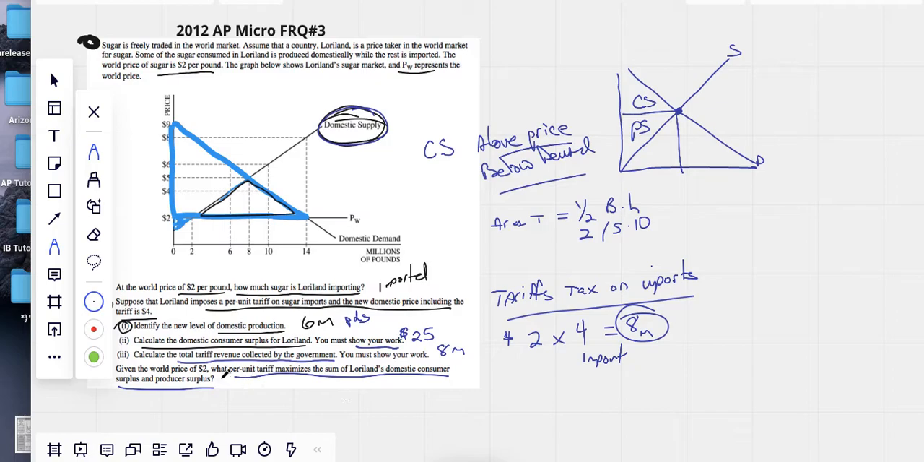So when they ask what maximizes the sum of consumer and producer surplus, it has to be no tariff and having that world price at $2. This would be our net gain right here from dealing with the world. Obviously our domestic producers lost, but our consumers won by so much more that we just say zero tariffs, again, would maximize consumer and producer surplus.